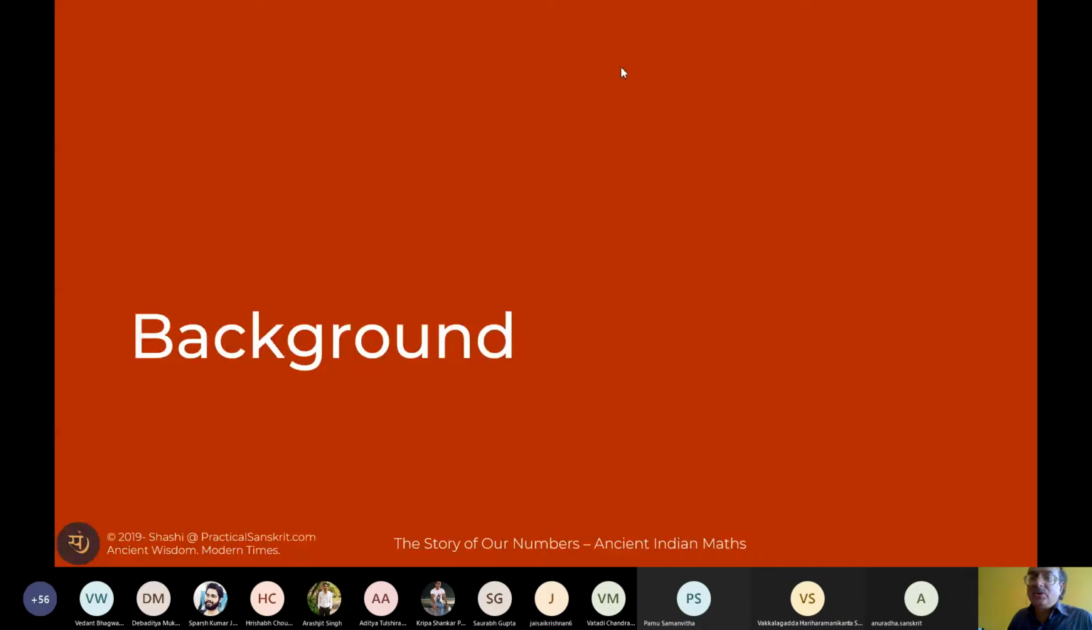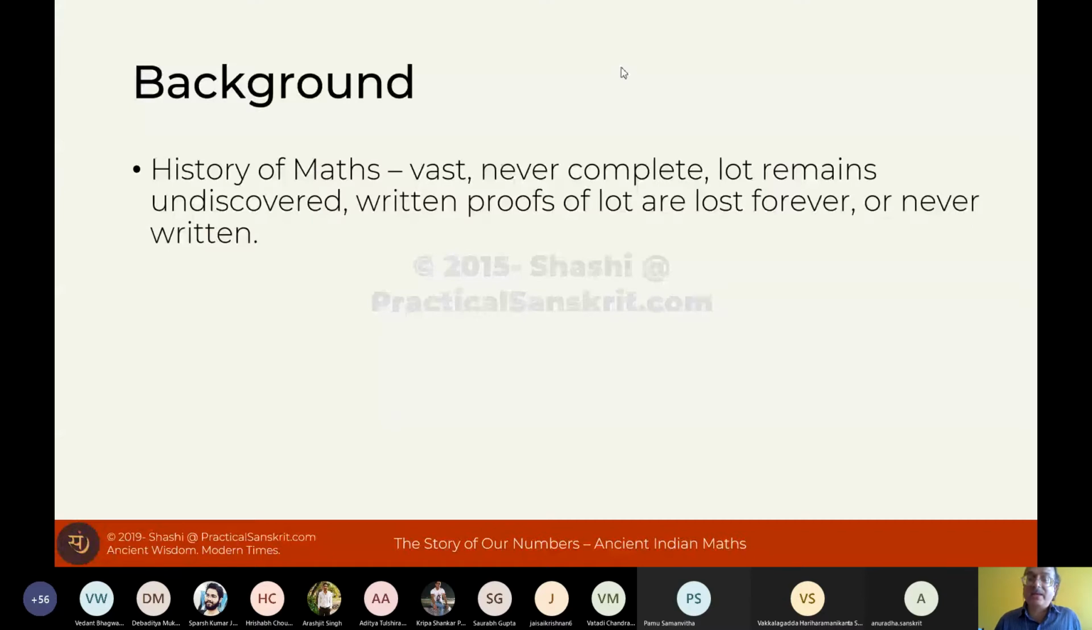Anyway, let's have a quick background. I'll take some more examples later on also, but this is an important part I want to cover. The history of maths is very vast and it'll never be complete. A lot of things are undiscovered, a lot of written proofs are lost forever. A lot of civilizations didn't even have written proofs, right? So it's not possible that we'll ever get a complete picture.